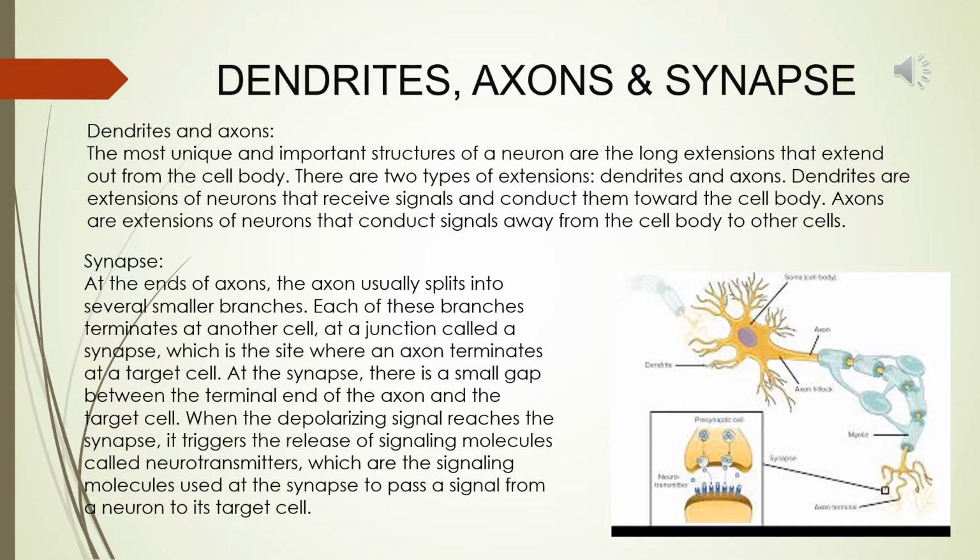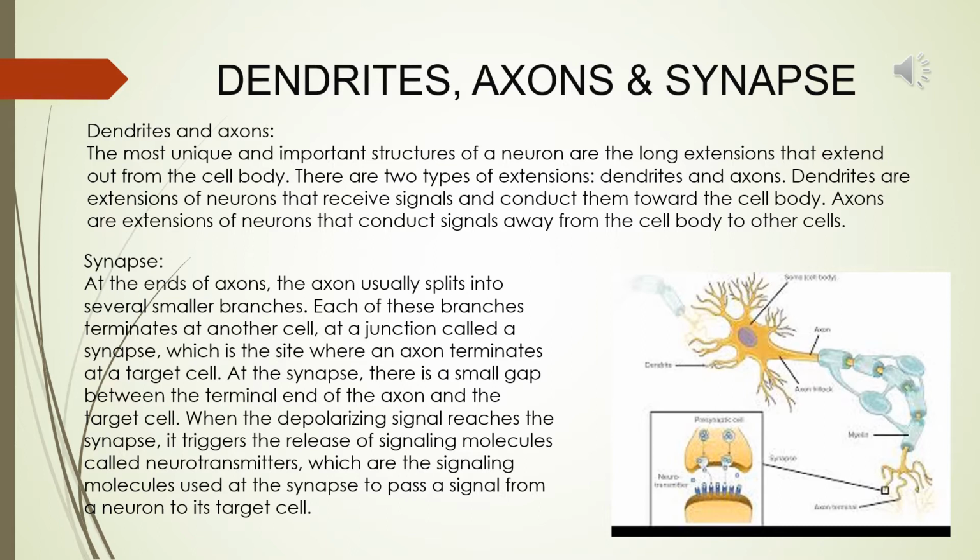Axons are extensions of neuron that conduct signals away from it. That means away from the neuron. So one is in an inward direction and another one is going in an outward direction. And the next one, that is synapse. At the ends of axons, the axon usually splits into several smaller branches. Each of these branches terminates at another cell at a junction called a synapse.